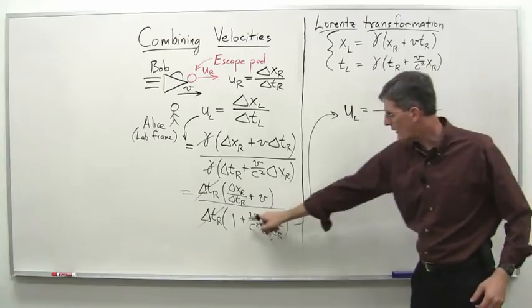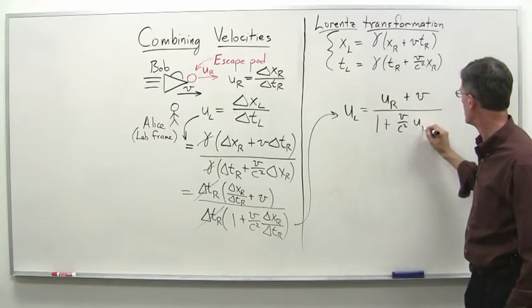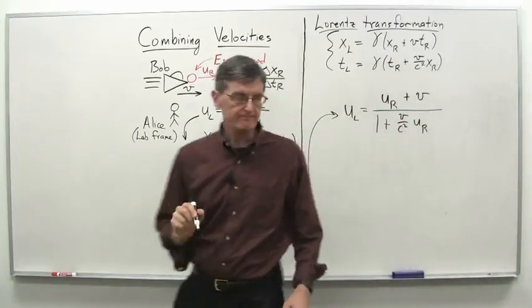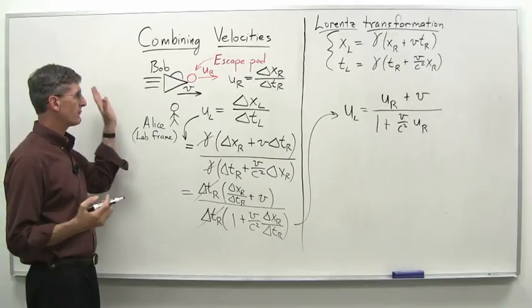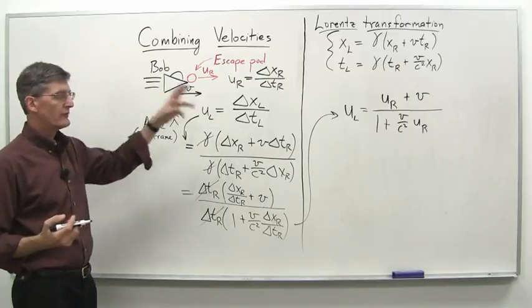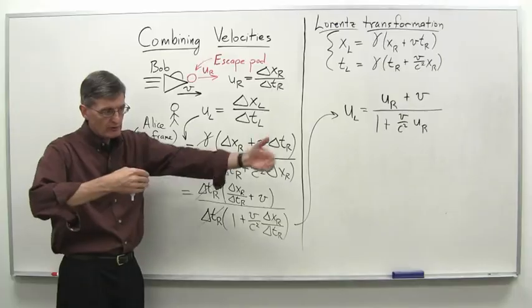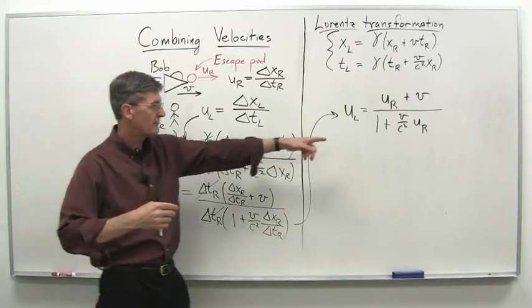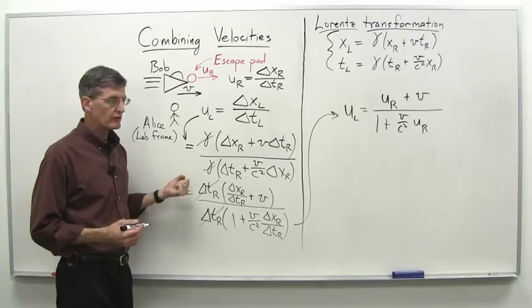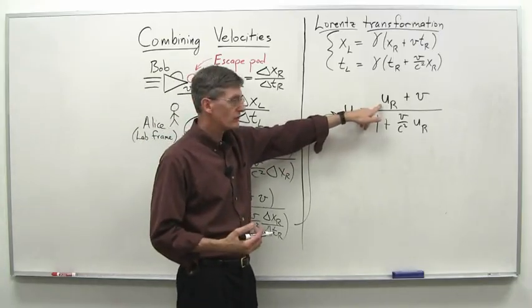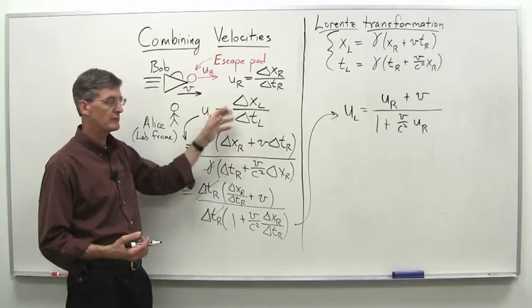And on the bottom, I've got 1 plus v over c squared times u sub r. And that's my answer. Okay, now I have found, if I know how fast Bob is moving with respect to Alice, and Bob shoots off his escape pod, and he tells me how fast it's going in his frame of reference, where again, he is stationary, he's measuring it receding away from him, and he gives me that velocity here, then I can find out what Alice is going to measure the velocity of the escape pod as. It's going to be the velocity that Bob measures plus the velocity between reference frames here, the difference in velocity between the two reference frames.